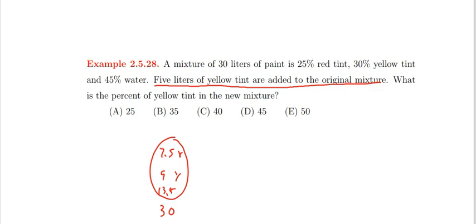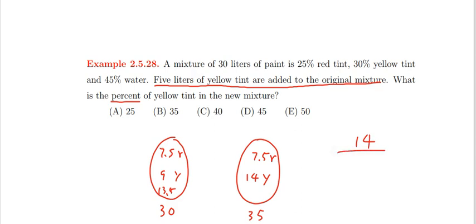So by now we have 7.5 lead, and here plus 5 so 14, right? 14 yellow, and here totally 35. Okay, so we want to find what is the percent of yellow. So percent of yellow is 14 over 35.